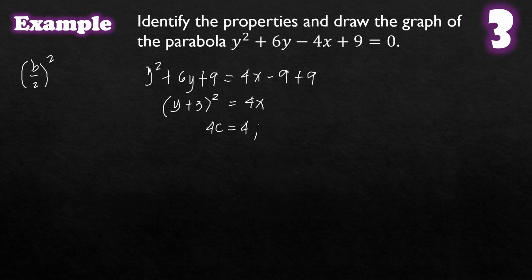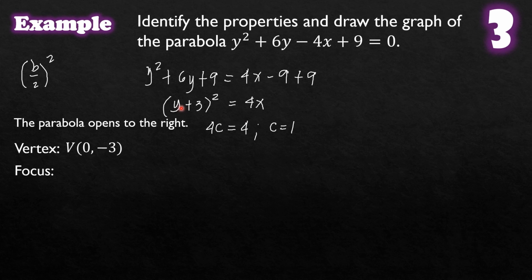Now we can get the focal distance c by equating 4c to 4. Then dividing both sides by 4, we get c is equal to 1. C is greater than 0, therefore the parabola opens to the right. The vertex is at (0, negative 3). The focus will be 1 unit to the right of the vertex, hence the coordinates of the focus will be (1, negative 3). The axis of symmetry will be the line y plus 3 equals 0, or y is equal to negative 3.